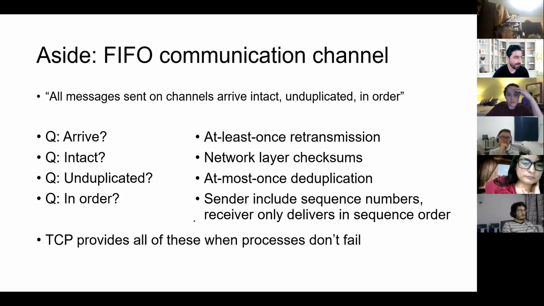You don't need to worry about this. The TCP protocol provides all this functionality. That's why TCP is reliable. That's why we use TCP. Okay, just a review of what we were talking about.